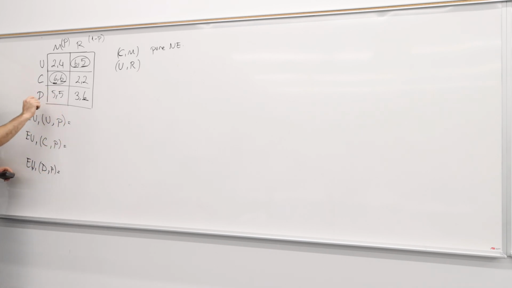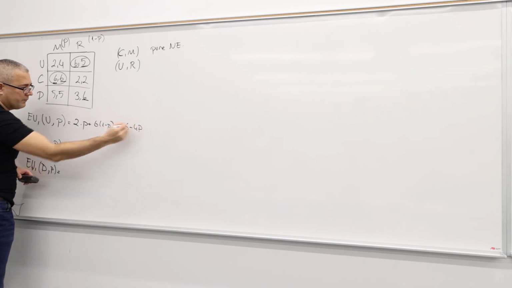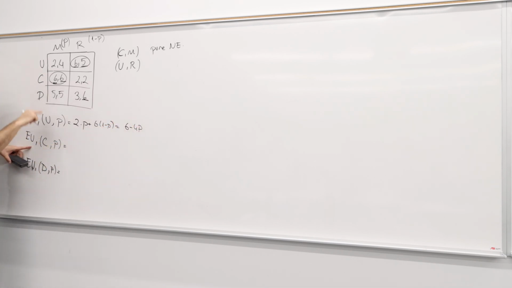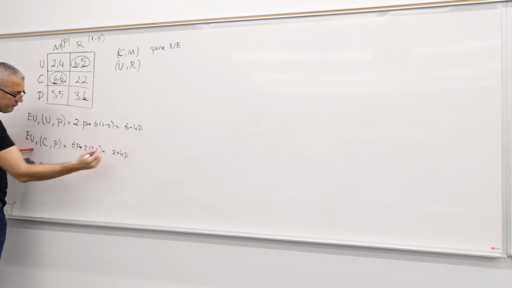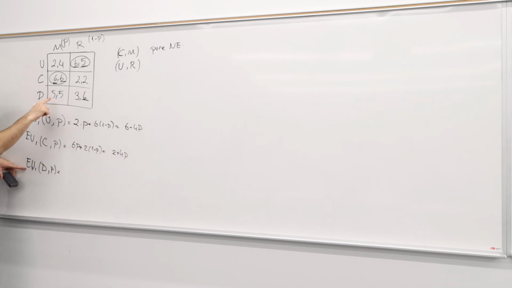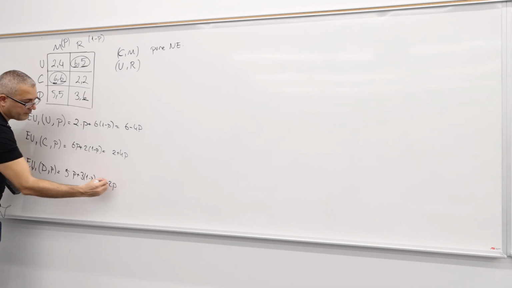So here, what are the payoffs? Expected payoffs. So player 1, when he plays U, he's going to get 2 or 6 with those probabilities. So it's 2 times P plus 6 times (1 minus P). It is 6 minus 4P. Okay. What about this? Expected payoff of playing C. It's 6P plus 2(1 minus P). So it's going to be 2 plus 4P. And here, the expected payoff is going to be 5P plus 3(1 minus P). So it's going to be 3 plus 2P.